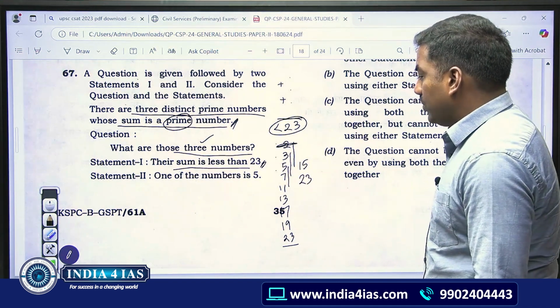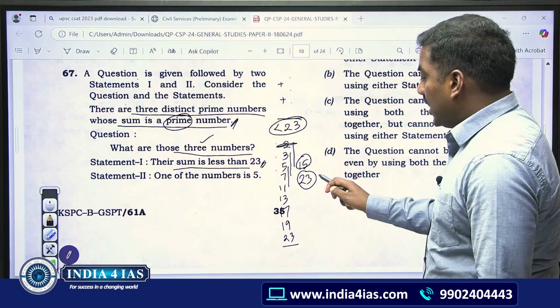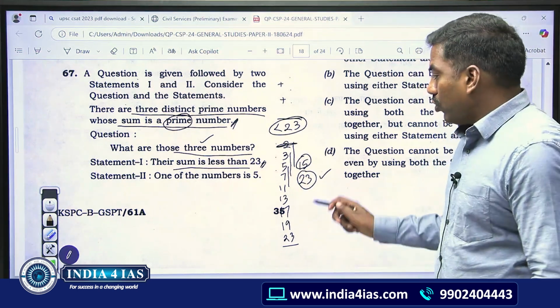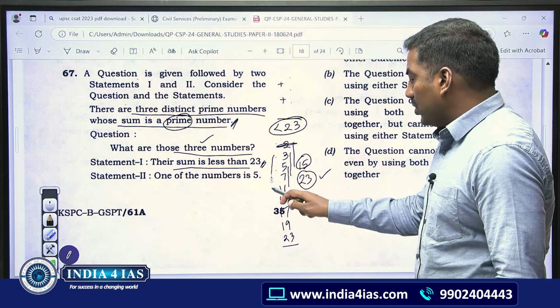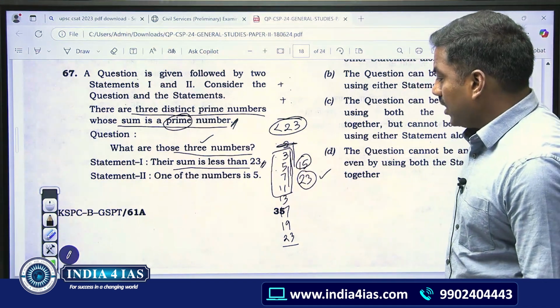But the number has to be less than 23. So if you go further, it will increase and it will be more than 23. So now among these numbers only, try to get a hang.